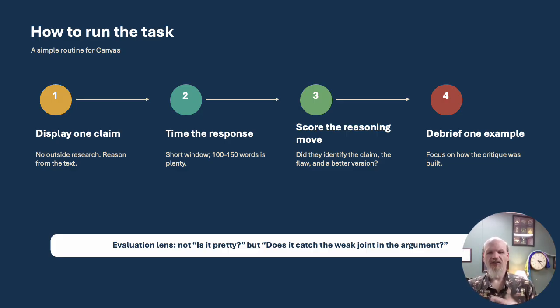And once you have written that up, I will then look at it and look at your reasoning, and I will see if you identified the claim, the flaw, a better version of it, and then I will try to give you some feedback on where I think you can improve and try to give you some examples of maybe how to do better. And maybe you're doing fine, and so I don't have to give you that much.